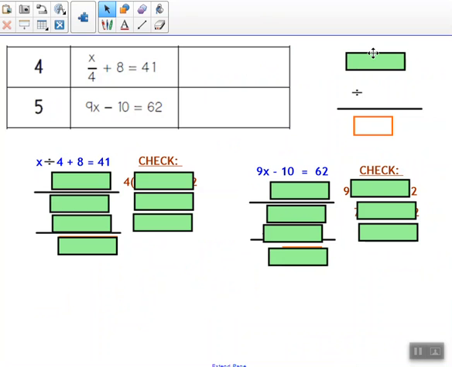4 and 5, let's go ahead and check these. X divided by 4 plus 8, it should be 41.